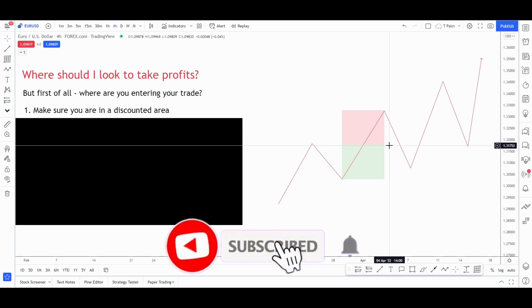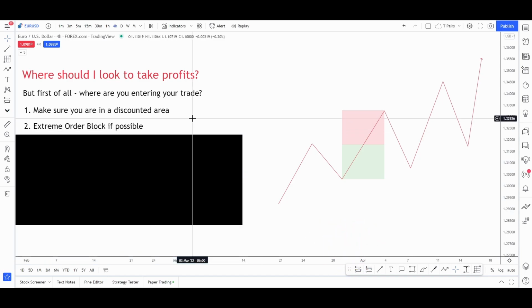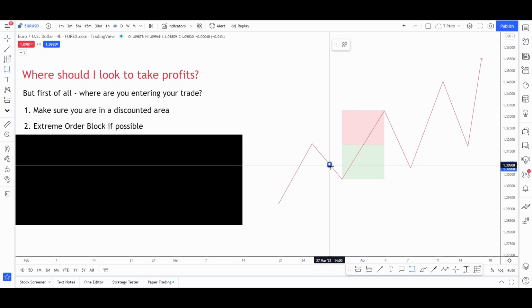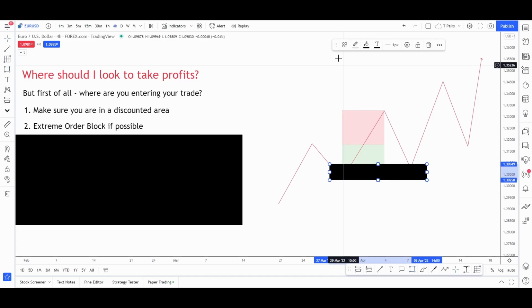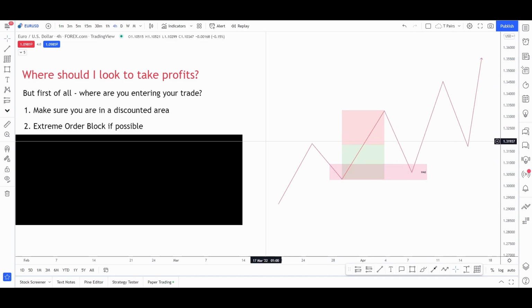Now, make sure that you're in a discounted area where you want to be getting involved in the market in the first place. And then secondly, what we're going to see is the extreme order block, if possible. Okay, now in the training course, we go into the different types of order blocks. There's 3 or 4 different types of order blocks that you can be looking at, but we're just going to be looking at the extreme order blocks in this example. Okay, so again, just the idealistic drawing, we're just going to pretend that there's an extreme order block here. This is the extreme order block, and we're looking to enter into the order block if we can, and then continue the market up.